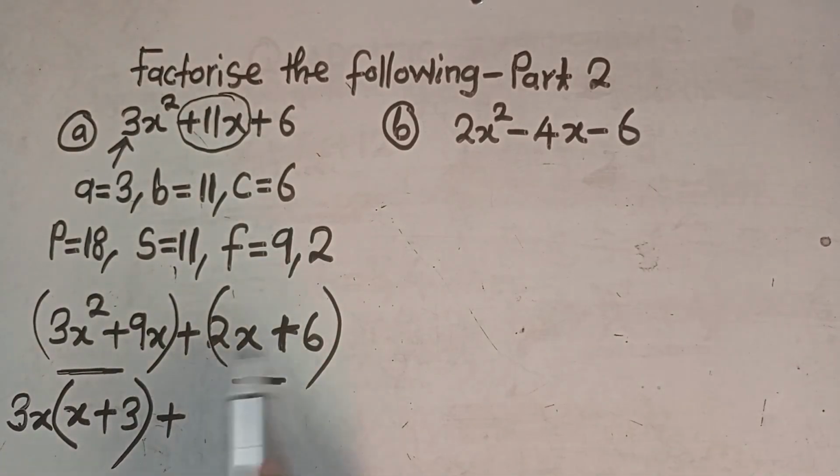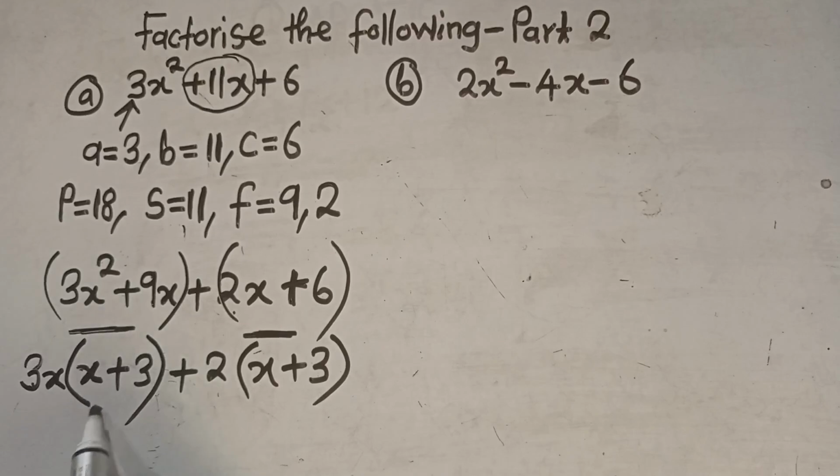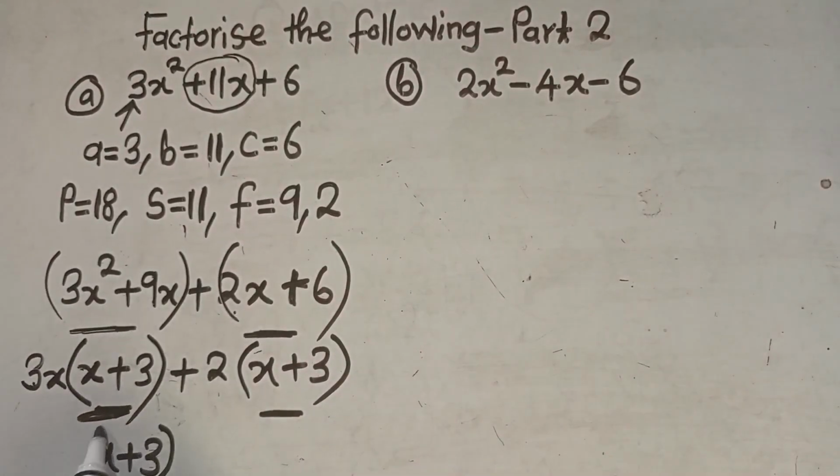Which one is common here? It is 2. There is no x on this side, so I just put a 2. 2 into 2 cancelled. I remain with x, plus 2 into 6, that is 3. Have you seen that these two brackets are the same? These two are the same, so I just get one of them: x plus 3.